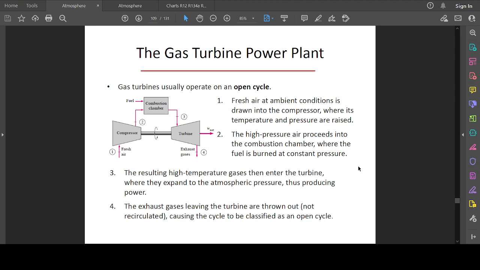So the gas turbine usually operates in an open cycle, and as you can see, fresh air is allowed to go into the system and the exhaust gases are allowed to leave the system. So the resulting high temperature gases then enter the turbine at stage 3, where they are expanded to atmospheric pressure, thus producing power, and the exhaust gases are allowed to leave the system and not recirculated back. Obviously, the composition of the exhaust gas is totally different due to the combustion process, but the inlet gas is always fresh air. So that's one of the reasons why you will not recycle the exhaust gas.